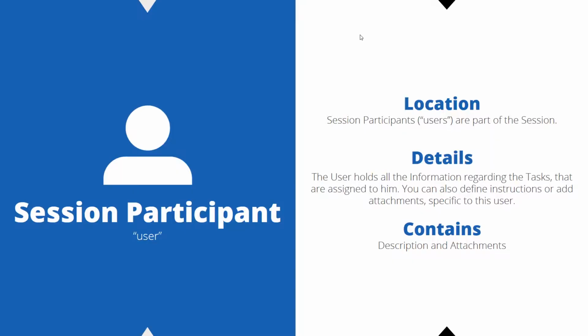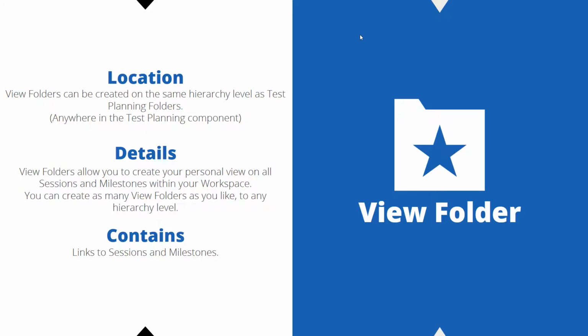Then we have the session participants, or I mostly refer to them as users. These are the persons that are supposed to deliver anything within a specific session. This can either be Tosca users or some random users with some random name that you just invite to those sessions. And last but not least, that's now the final object.